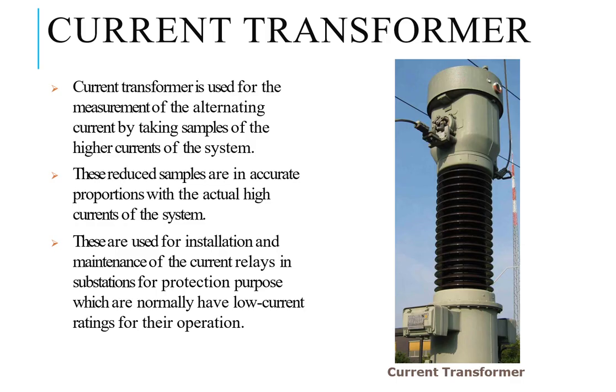Current transformer is used for the measurement of alternating current by taking samples of the higher currents of the system. This reduces samples in accurate proportion with actual high current of the system. These are used for installation and maintenance of current relays in substation for protection purposes, which normally have low current rating for their operation, which can be 5 ampere.